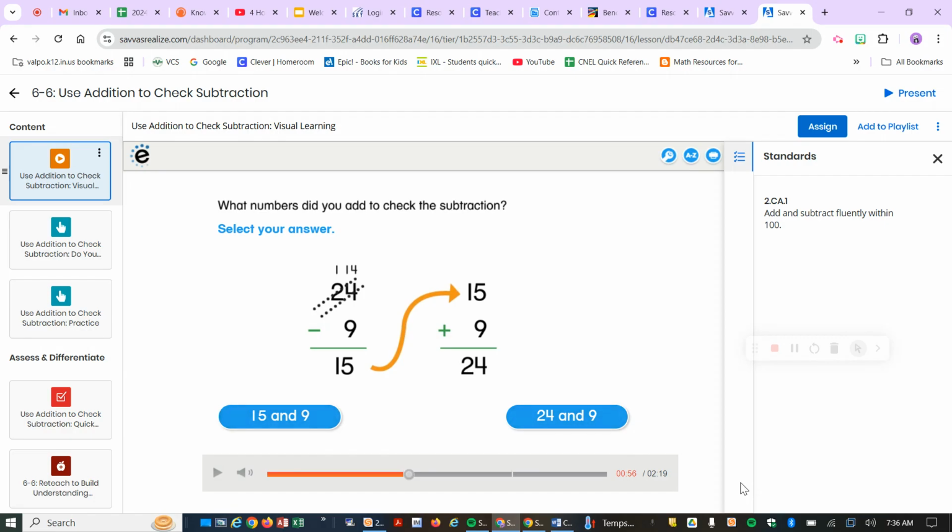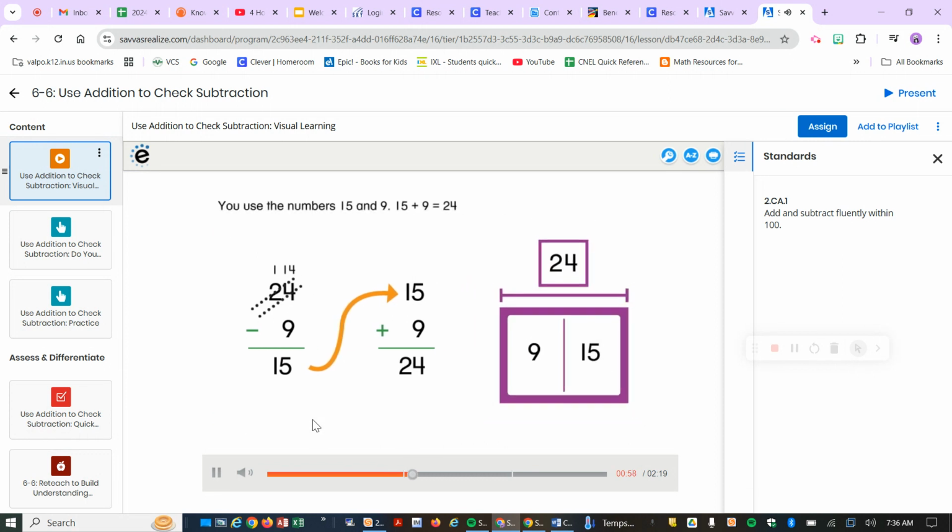We can say 24 minus 9 equals 15 and then flip the fact and say 15 plus 9 equals 24. So we know that we used 15 and 9 to check our subtraction. You use the numbers 15 and 9. 15 plus 9 equals 24.